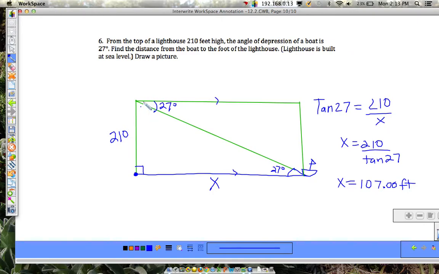So again, when you're doing angle of depression, you need to draw the horizontal from your eyeball, and then it's going to be the angle looking down. Then, if you need to look at your triangle from the bottom here, you know you have parallel lines, so the angle of elevation is going to be the same as the angle of depression. So you can mark that down here.